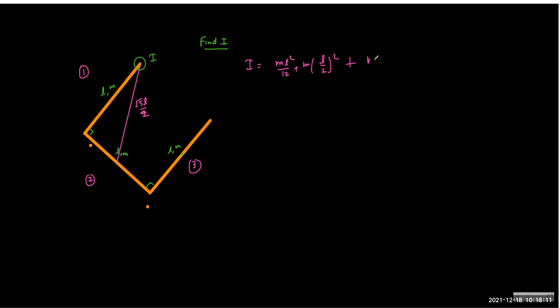So now this answer will become ML square by 12 plus M times root 5 L by 4 whole square, and the other rod is exactly the same, so we do it 2 times. So we got the answer. How much? 3 ML square.